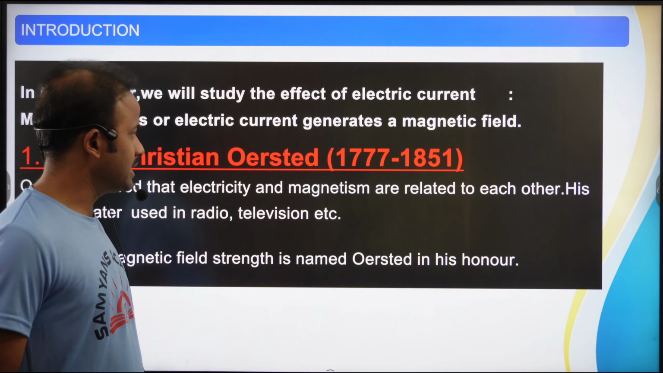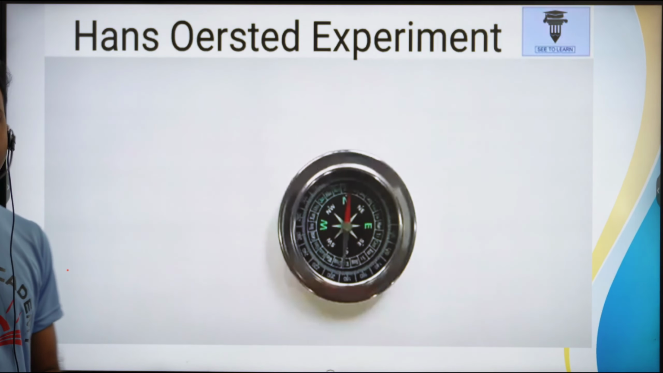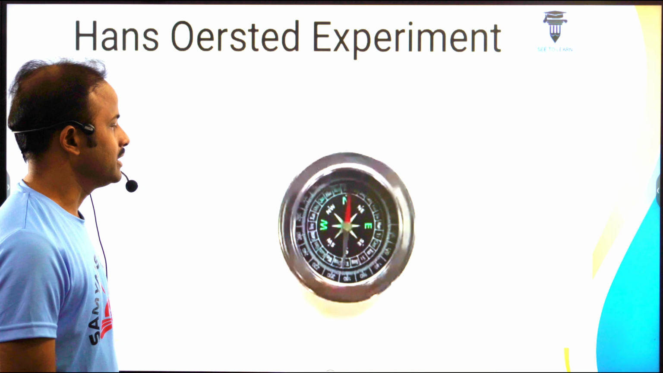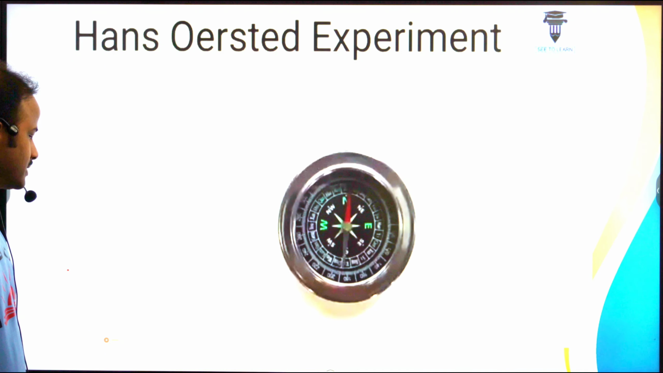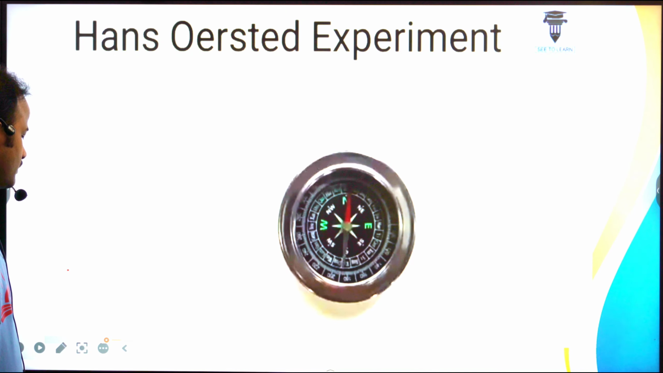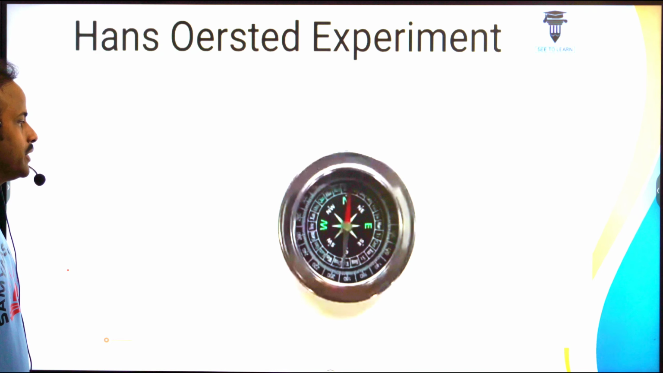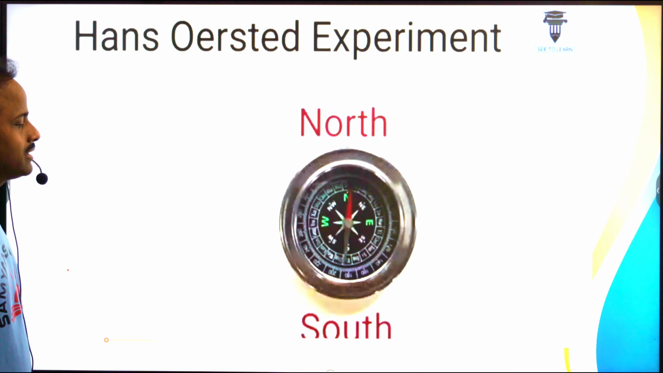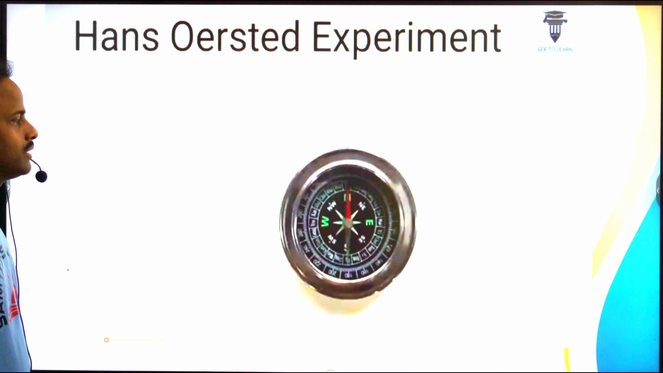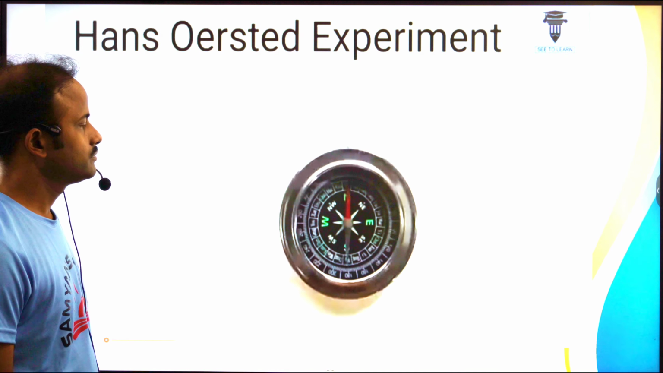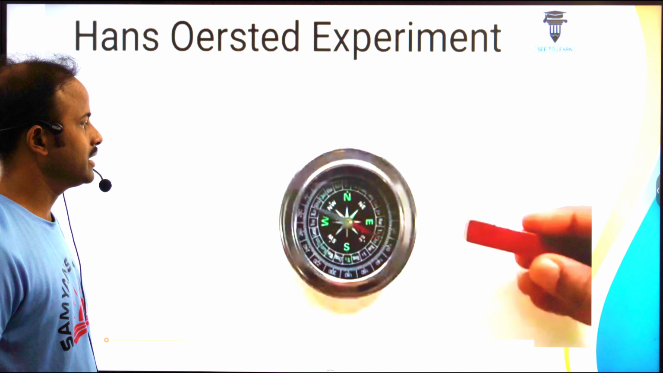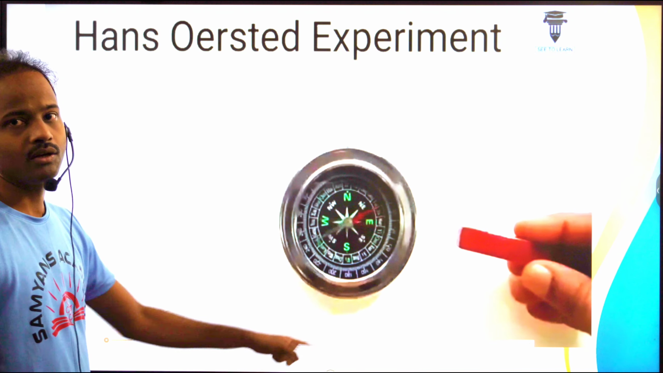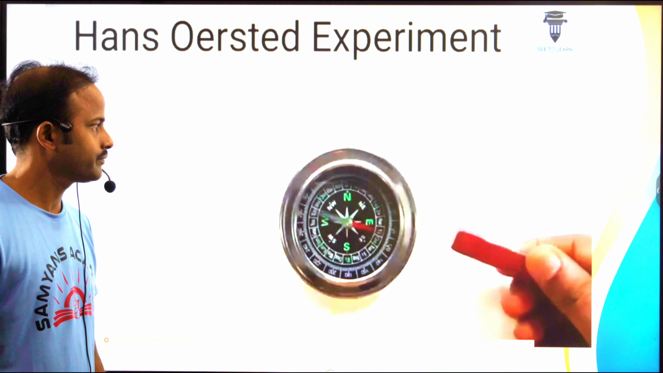Right, now let us see the experiment of Ørsted. When you take the bar magnet nearer to it, the magnetic needle gets deflected. Observe the deflection in the magnetic needle when you take the bar magnet nearer to it.